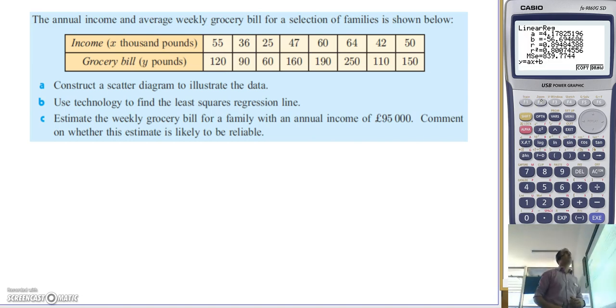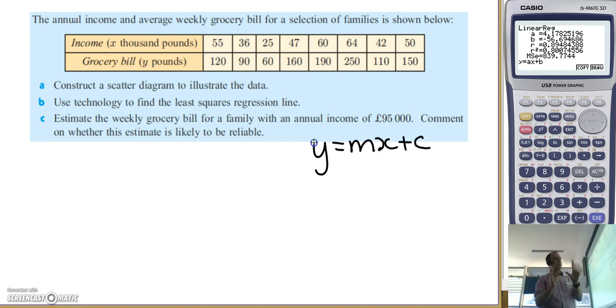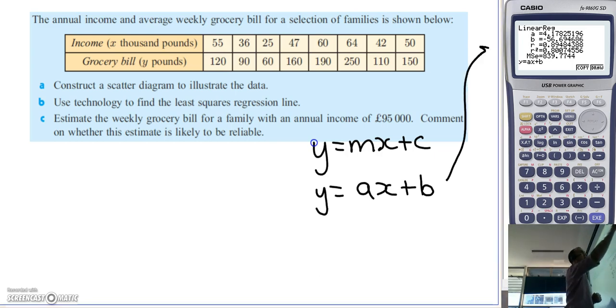You come up with the values A, B, and R. Now you might have seen y equals mx plus c in the past. We're going to use that same concept, but instead we're going to have y equals ax plus b. You'll see that in our calculator, the a and the b values are there for us. So we've constructed a scatter plot and found the least squares regression line. That line, the least squares regression line, is the line of best fit.